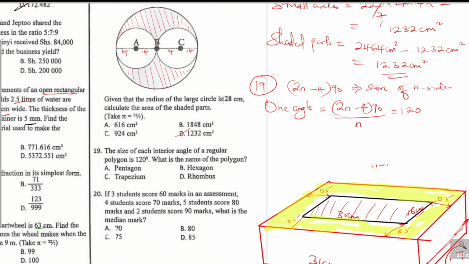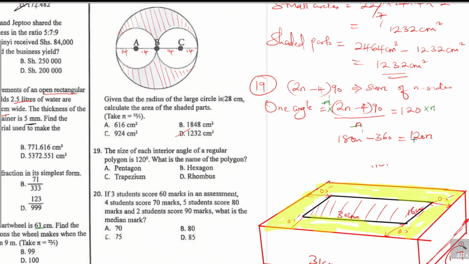How do you solve this? You first eliminate n, the denominator here, by multiplying both sides by n. When you multiply both sides by n, the n will get eliminated from the left-hand side, so that you have 2n, which you can multiply directly here. 90 times 2n is 180n, minus 90 times 4, which gives 360, equals 120n.